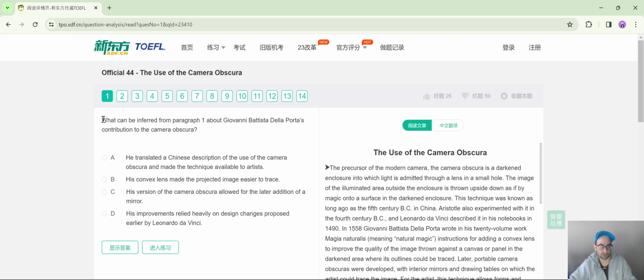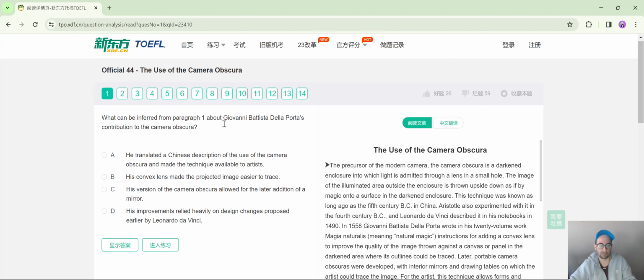So when you approach the first question, you want to know what question type you're dealing with again, right? So what can be inferred? There we go, inference question. About Giovanni Battista della Porta, if I pronounce that correctly. So it seems like some kind of Italian scientist or writer, some kind of famous person. Contribution. And that's a common word you'll see with these famous people or important figures, to camera obscura. So we found our set of keywords. You want to find it right away.